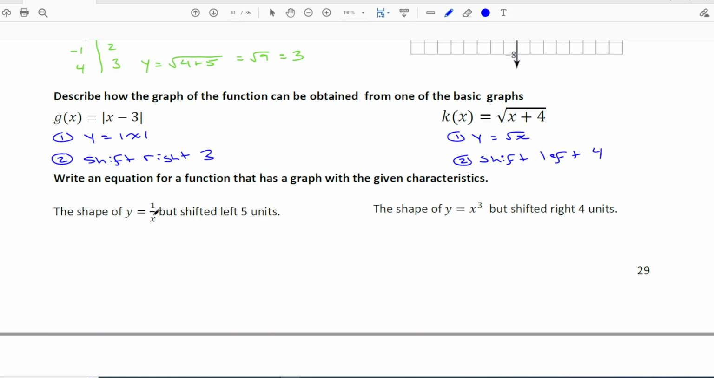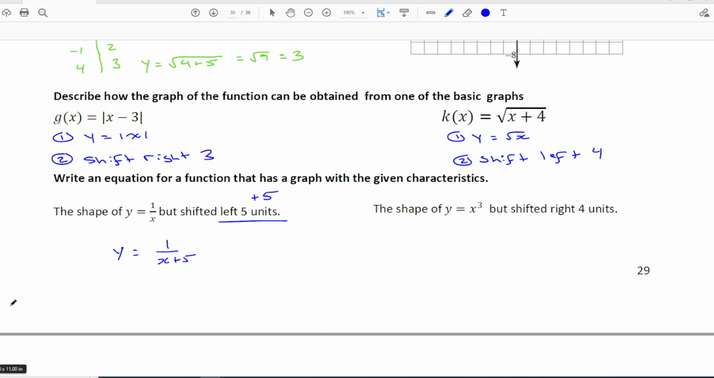So if we're going to write an equation for a function that has a graph with the given characteristics, the first one is y equals 1 over x, but shifted left. To shift left, we know that we are going to add 5. Now, to add 5 to the x, it's literally going to go in the denominator with x.